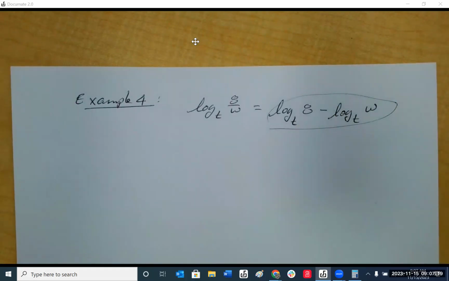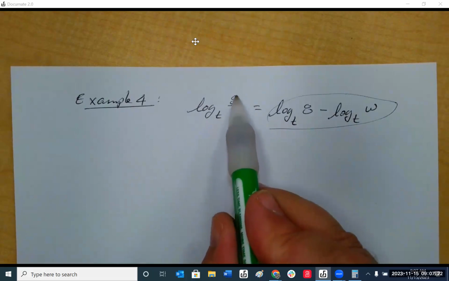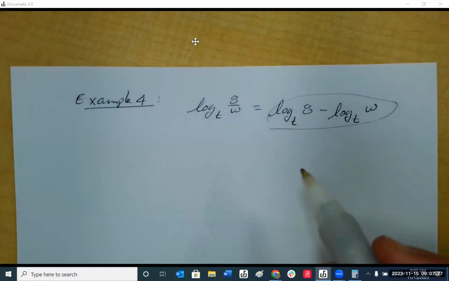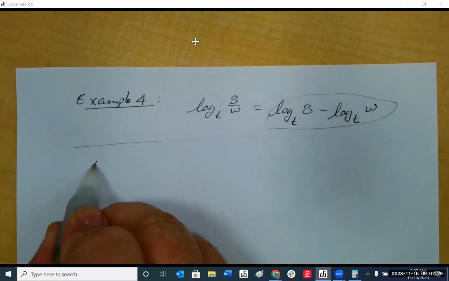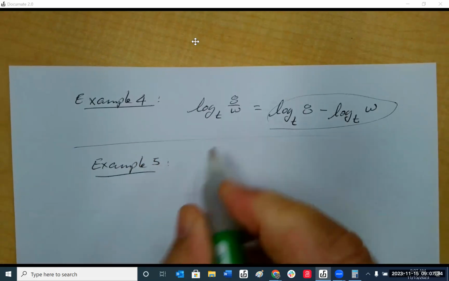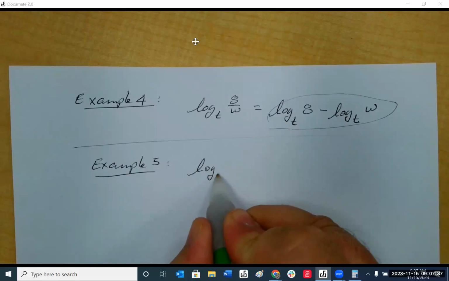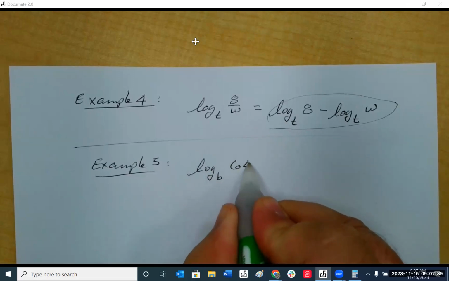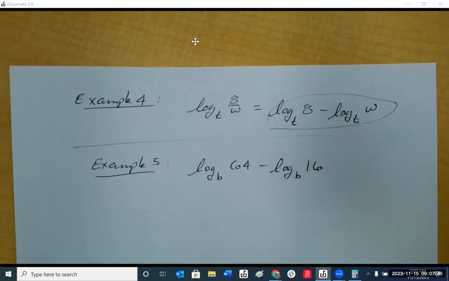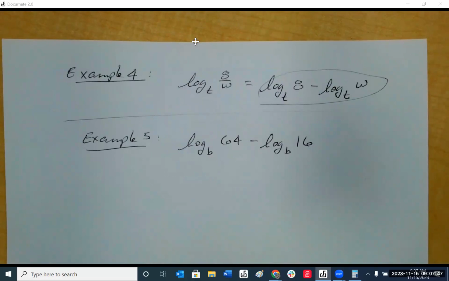Remember, it's equal. You should be able to go both ways. If I gave you this, you can go to this. But if I gave you this, you should give me this. Which is what example 5 says. Log base b of 64 minus log base b of 16. But the only thing is the bases have to be the same. If they're not the same, you can't do anything. You have to treat them both separately as best you can.